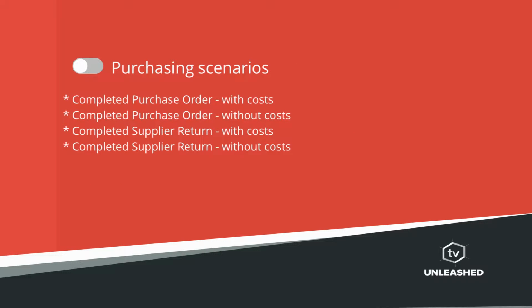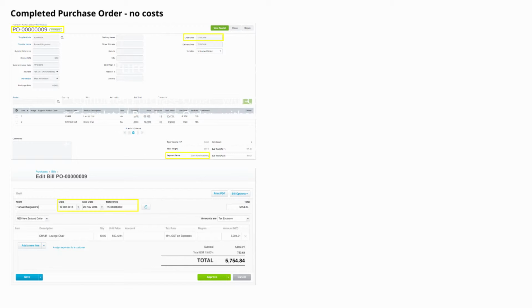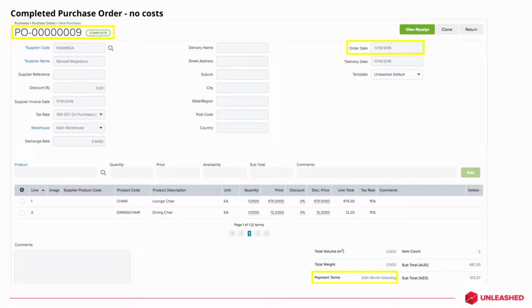Let's look at a few scenarios regarding purchasing. A completed purchase order in Unleashed will send a draft payable to Xero. So looking at Unleashed, where we have purchase order 09, we can see that it is completed. Please note that the order date is the date that will be sent to Xero. The payment terms will be used to calculate the due date in Xero.